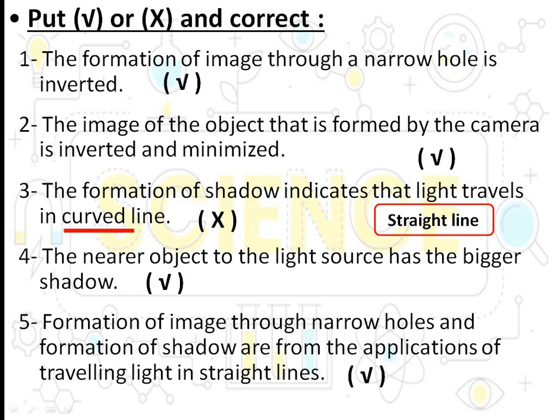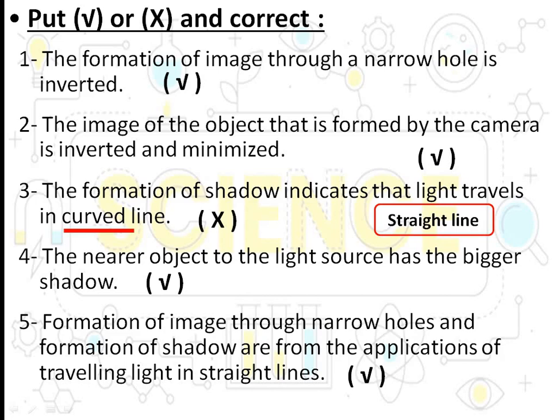Number 3, the formation of shadow indicates that light travels in a curved line. As we explained, light always travels in straight lines. Number 4, the nearer object to the light source has the bigger shadow. As we explained, when you get the object close to the light source, the shadow size will be big, but when we get it far away from the light source, the shadow size will be small. So number 4 is true.